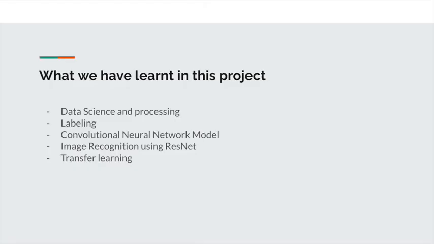So for the conclusion, here is what we have learned from this project. We have learned data pre-processing and labeling, and we also did some self-learning of the PyTorch framework and convolutional neural networks, and also some image recognition and classification using ResNet and transfer learning methods. That's what we have learned from this project.